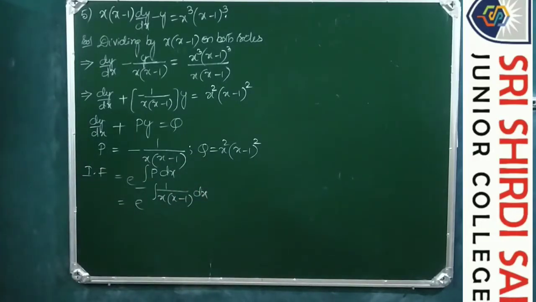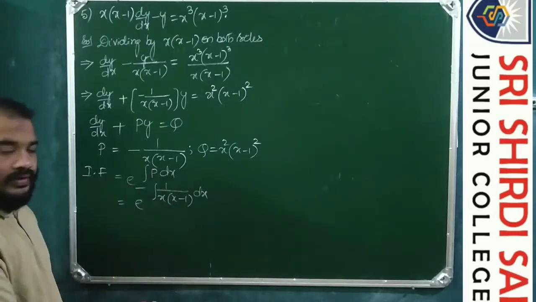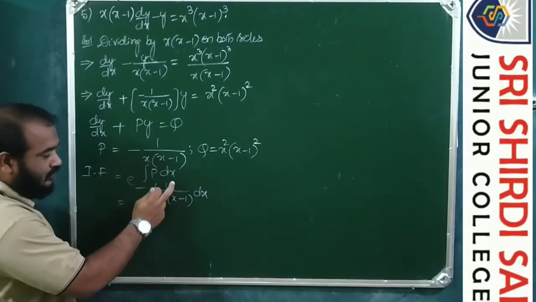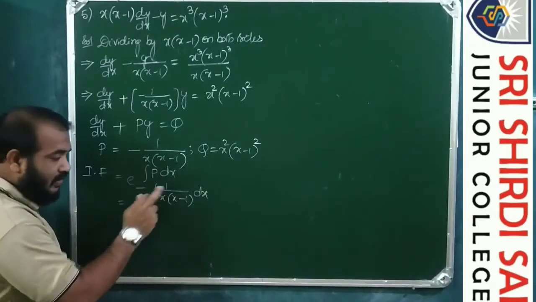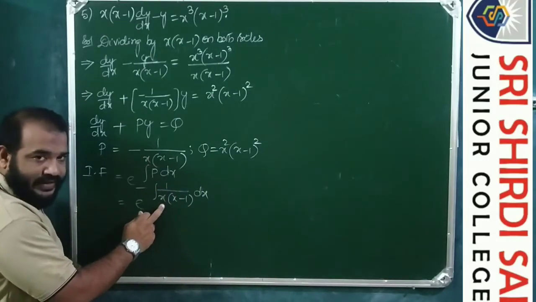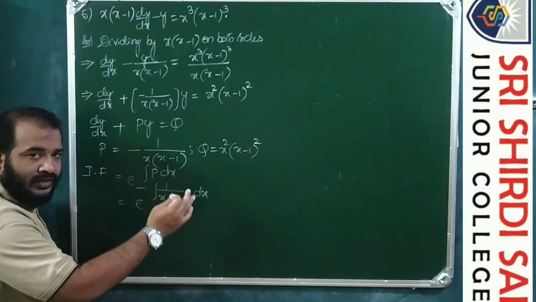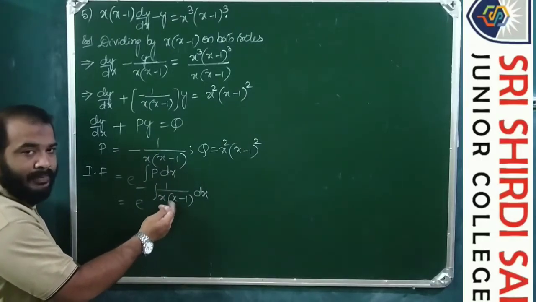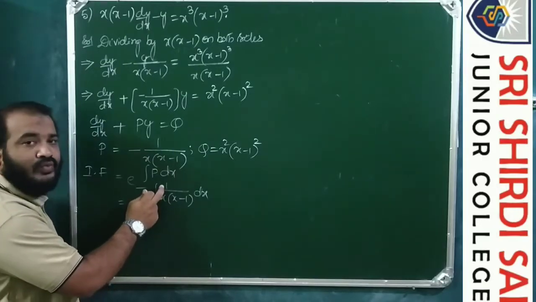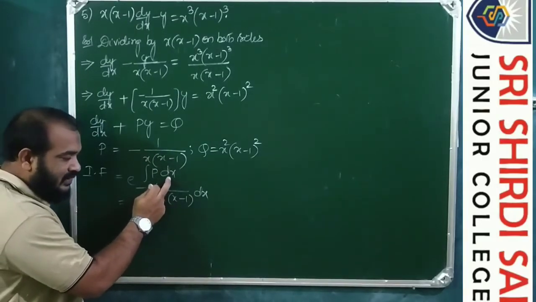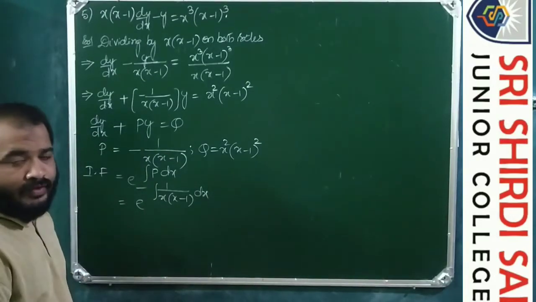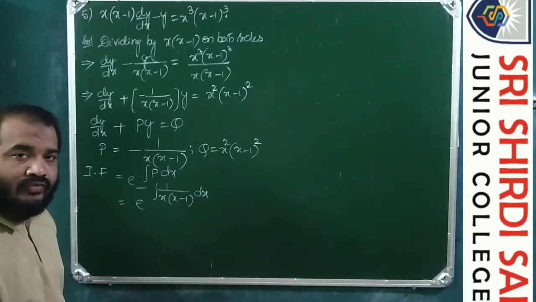Now, this is a proper fraction. First of all, this is of the form f of x by g of x, where the degree of f of x is 0 and the degree of g of x, degree meaning the power or exponent of x, is x square here. Here 1 can be written as x power 0. So the degree of f of x is less than the degree of g of x. Therefore this is a proper fraction. For a proper fraction we can use partial fractions.